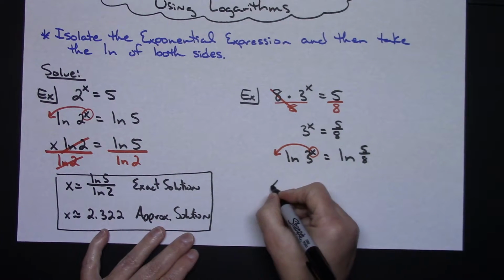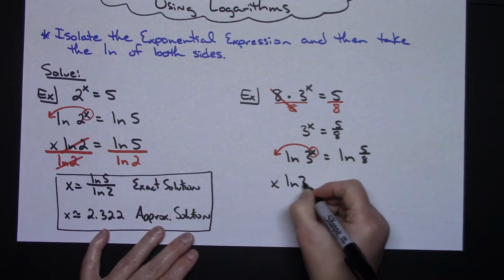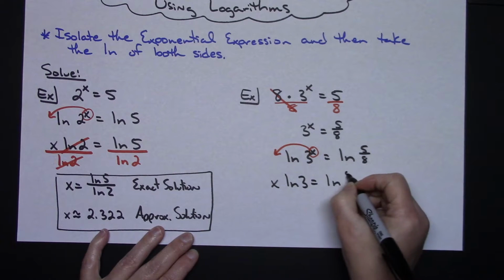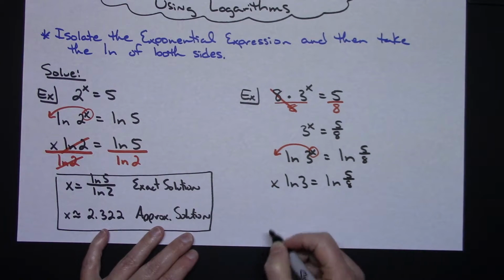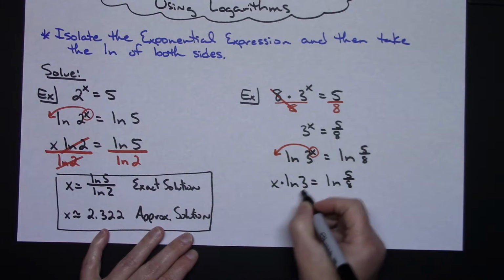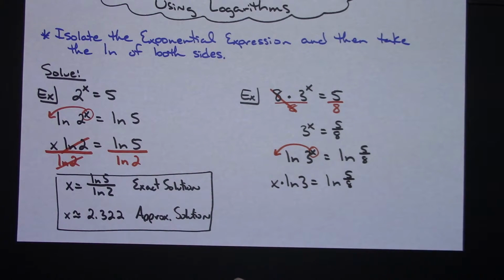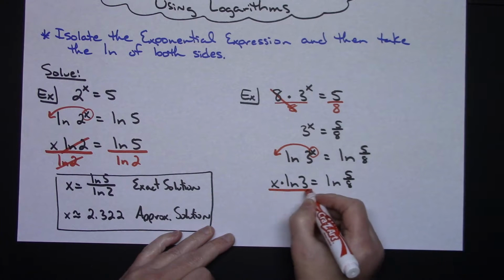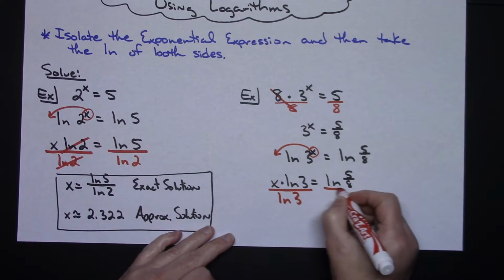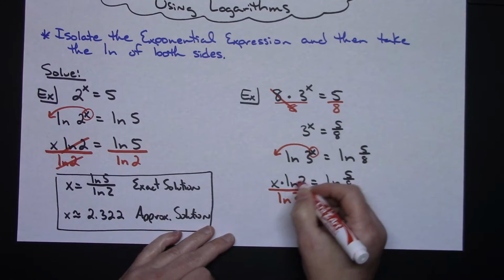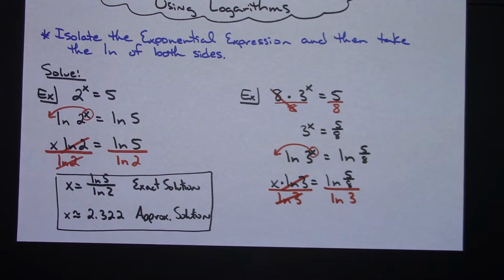So then I'm going to have x times the natural log of 3 is equal to the natural log of 5/8. Again, x is being multiplied by that natural log of 3, so I can divide both sides by the natural log of 3. Let's divide by the natural log of 3 and divide by the natural log of 3. The natural log of 3's are going to cross out.